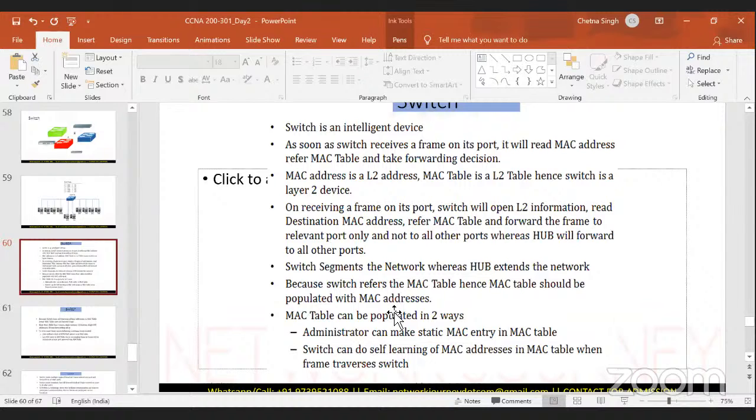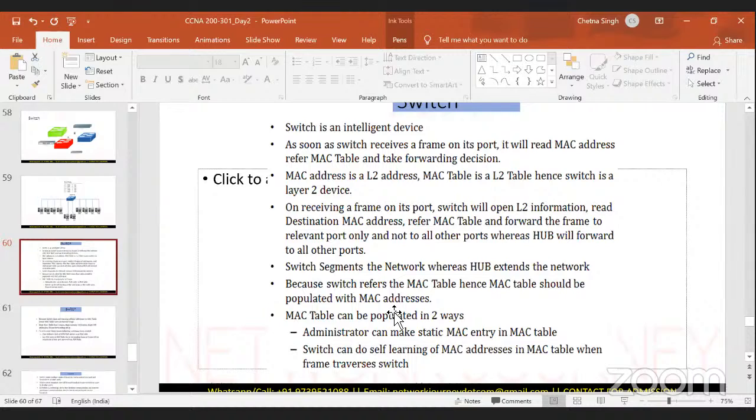As soon as it receives the frame on its port, it will read the MAC address, refer to the MAC table, and then take the forwarding decision. So a lot of processing is required here. When I am talking about the device, you have to understand this like a normal device, like a normal computer or a laptop, how we use. If we are performing any kind of computation or any kind of software things, we are trying to occupy our processors over there.